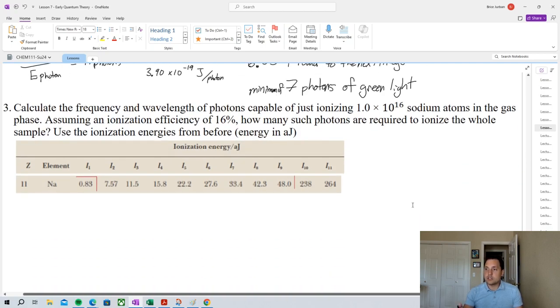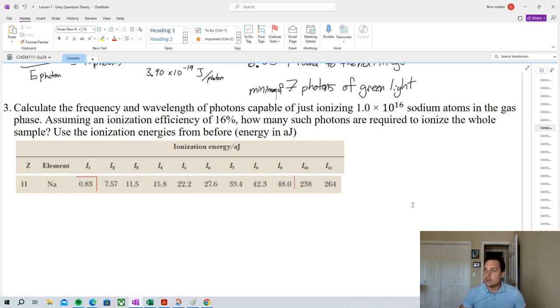And then I have one last question here, and it ties into some of the stuff that we learned earlier. The question is to calculate the frequency and wavelength of photons that are capable of just ionizing 1.0 times 10 to the 16th sodium atoms in the gas phase. And then if we assume that the ionization efficiency is 16%, how many of those photons are needed to ionize the sample? So again, we have 2 questions here.